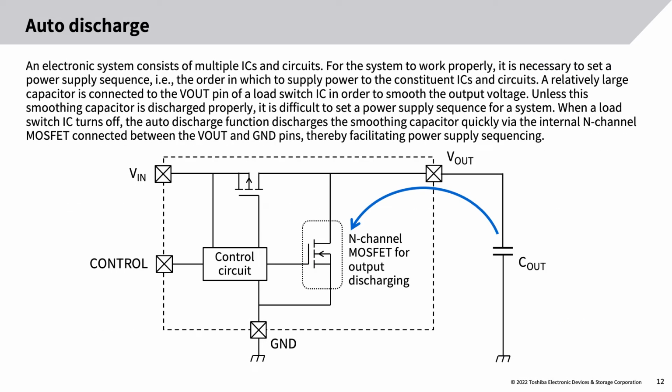Auto discharge. An electronic system consists of multiple ICs and circuits. For the system to work properly, it is necessary to set a power supply sequence, i.e., the order in which to supply power to the constituent ICs and circuits. A relatively large capacitor is connected to the Vout pin of a load switch IC in order to smooth the output voltage. Unless this smoothing capacitor is discharged properly, it is difficult to set a power supply sequence for a system. When a load switch IC turns off, the auto discharge function discharges the smoothing capacitor quickly via the internal N-channel MOSFET connected between the Vout and ground pins, thereby facilitating power supply sequencing.